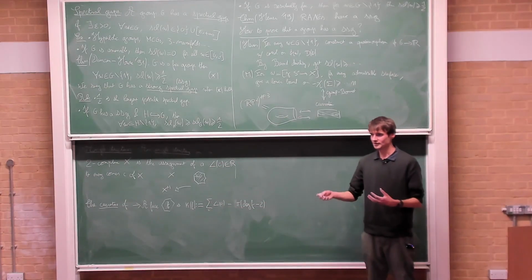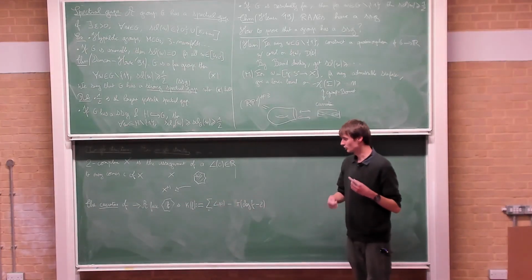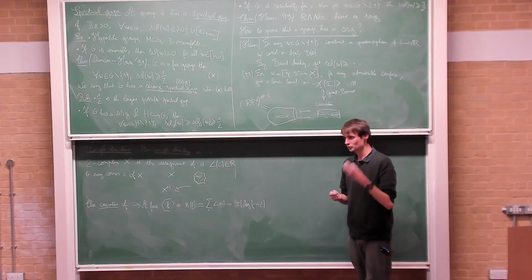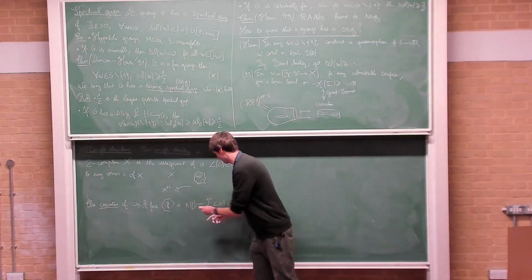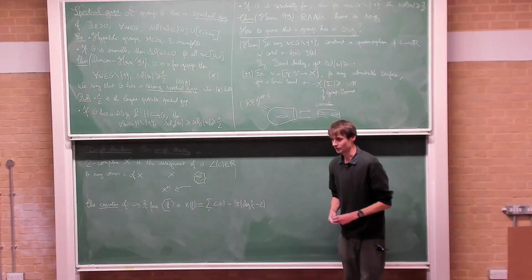Or you can think of it as if this cell is on a Riemannian manifold, then the usual Gauss-Bonnet formula will tell me that what I've defined here is just the average curvature of my two-cells.